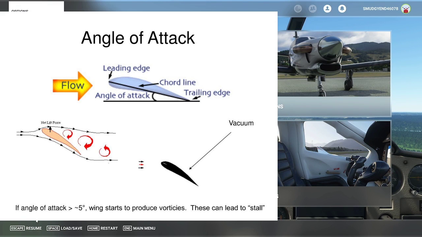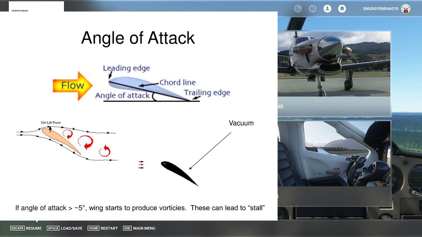And this should pull up here. And so what's going on here with angle of attack? If you think of yourself riding your bicycle through the wind, the wind is going to be coming at you because you're moving one direction.